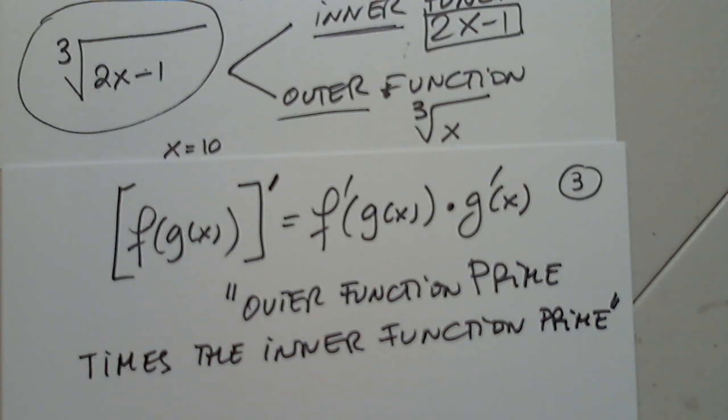So here is an example. Let's say I have 3x squared minus 10x to the power 4, and I want to differentiate. Which is the inner function and which is the outer function? If I identify those correctly, I will find the derivative correctly.